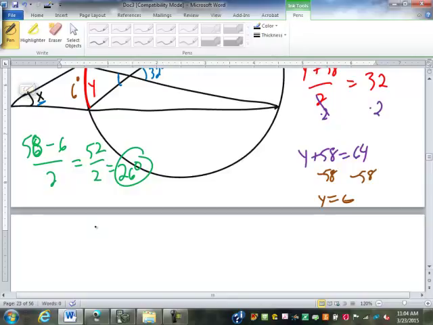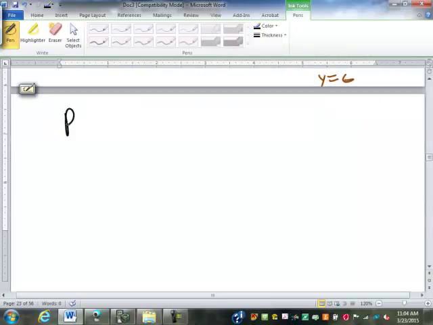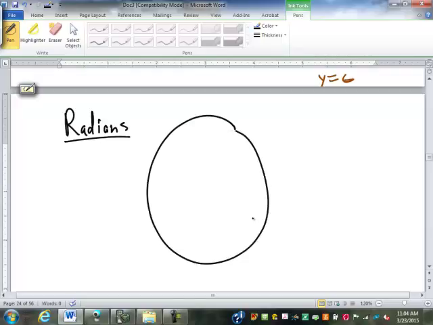Okay, well, so far all we've talked about is measuring angles in degrees. There's another type of angle measurement out there called radians. In radians, one complete circle is 2 pi radians.